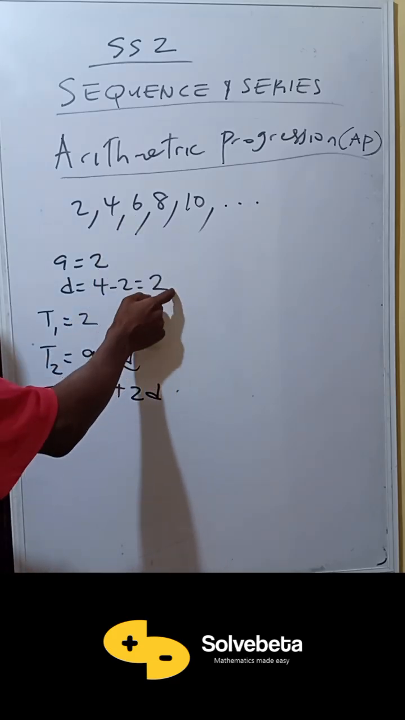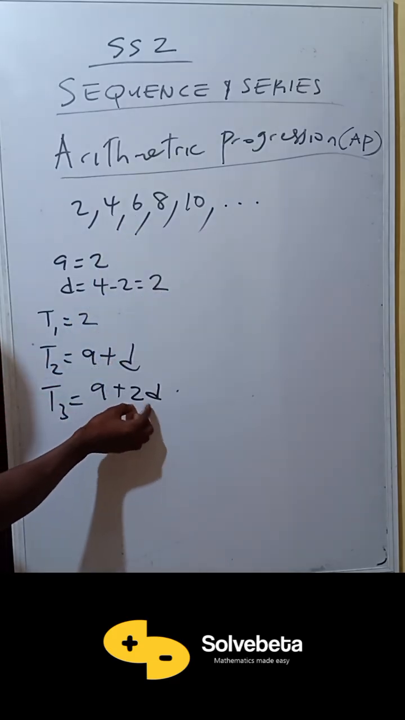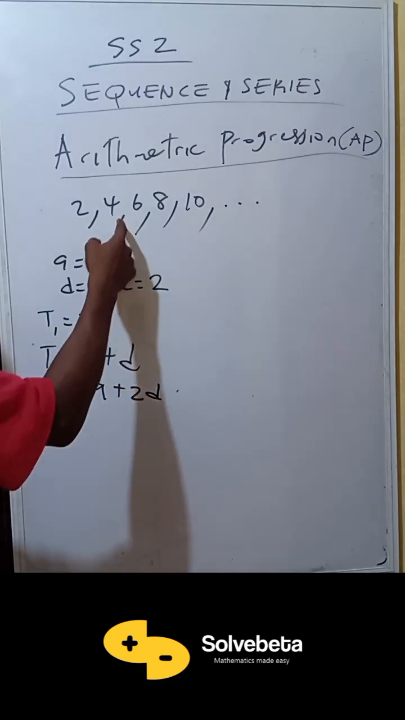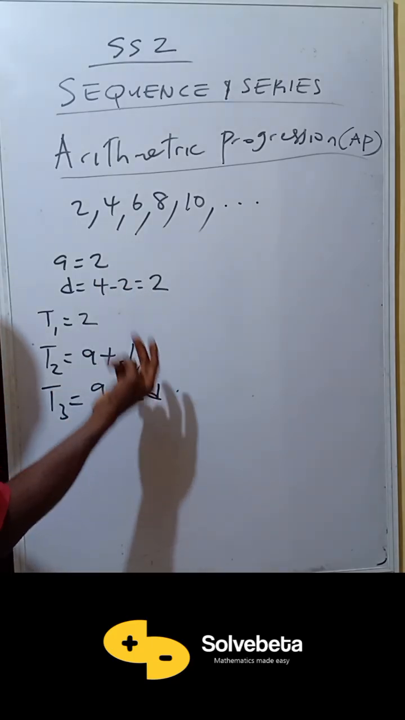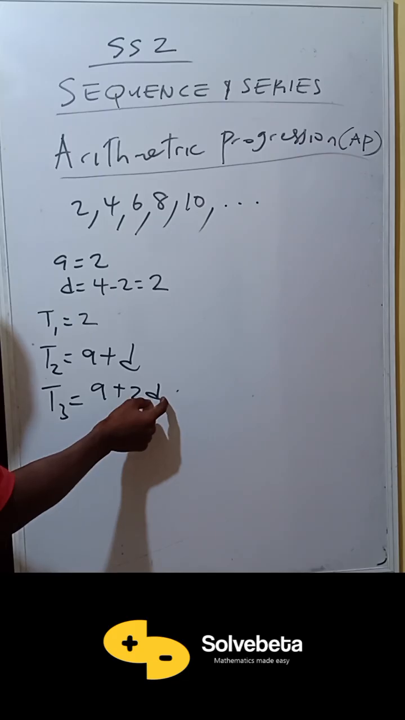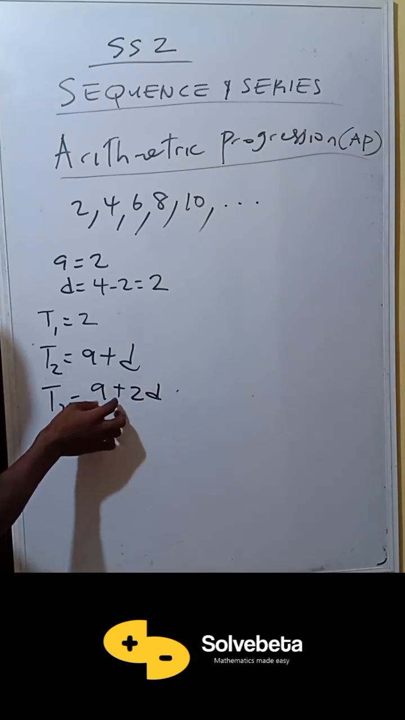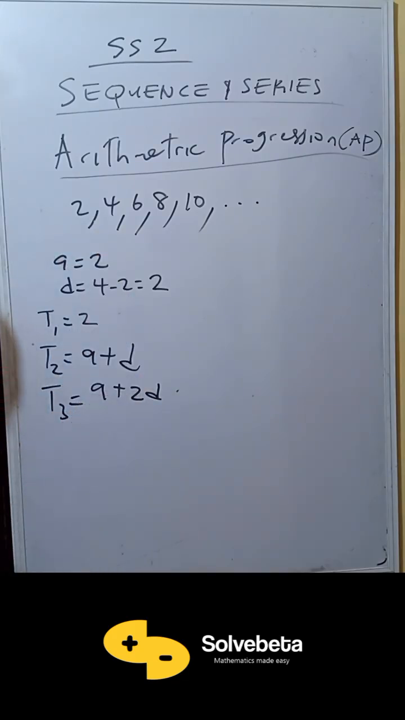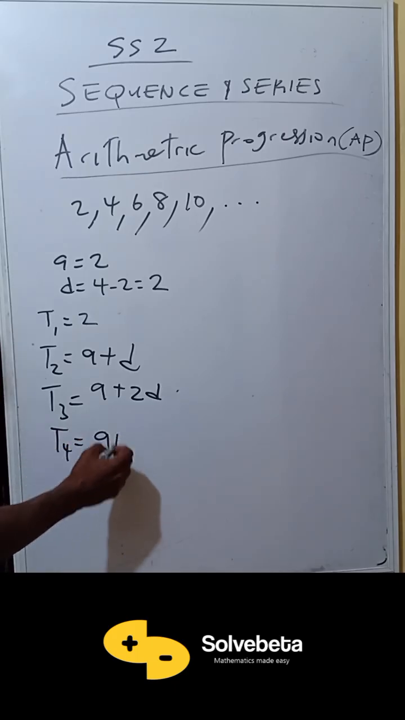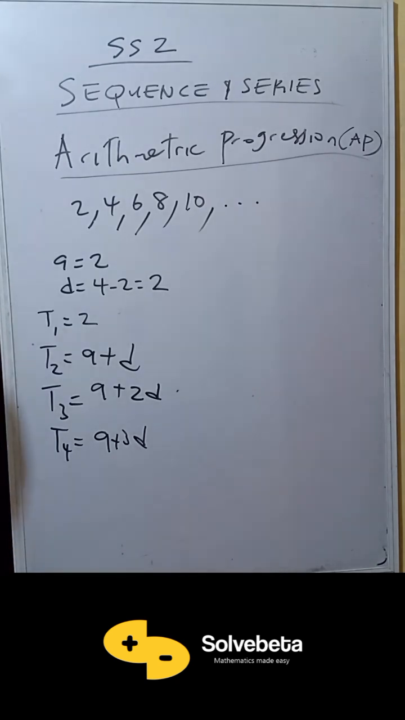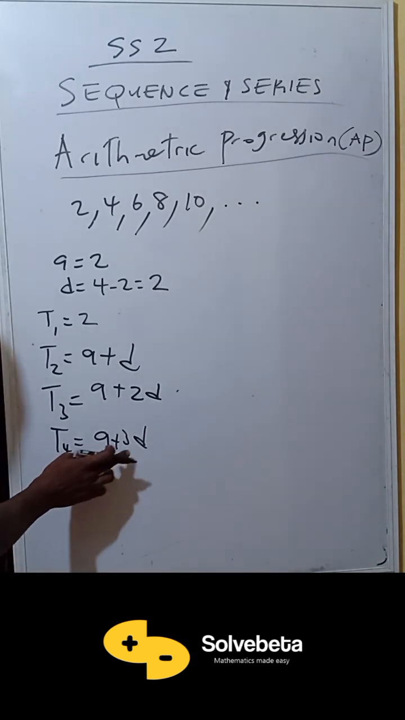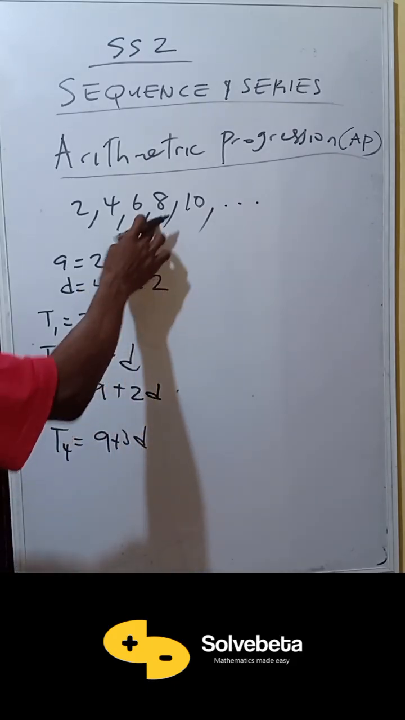You know the common difference is 2. 2 times this D, 2, is what? 4. Then 4 plus 2 is what? 6. So to get the fourth term, you can see it's A plus 3D, A plus 3 what? D. 2 plus 3 times 2, 2 plus 6, 8. The fourth term is 8.